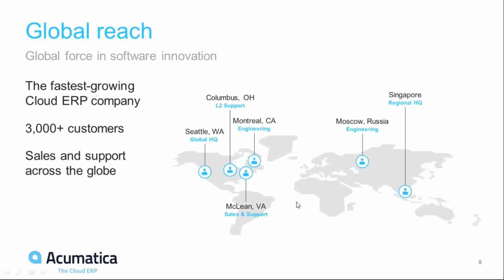The product, the company itself, there's a global reach. The company has got multiple offices around the world. This slide's missing one office, which is in Mexico City. So we looked at headquarters is in Seattle. Development's done out of Moscow, Montreal, and Mexico City. Support is here in the U.S. or in Singapore. So it's very global.